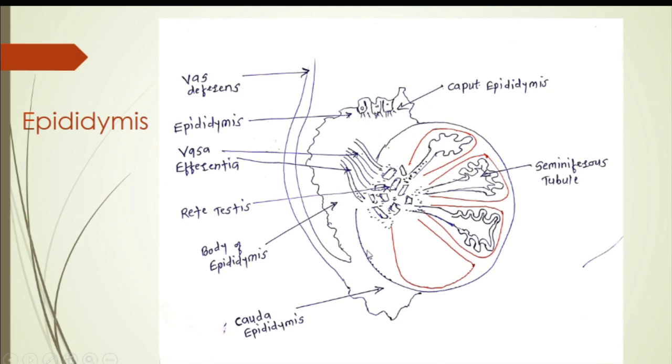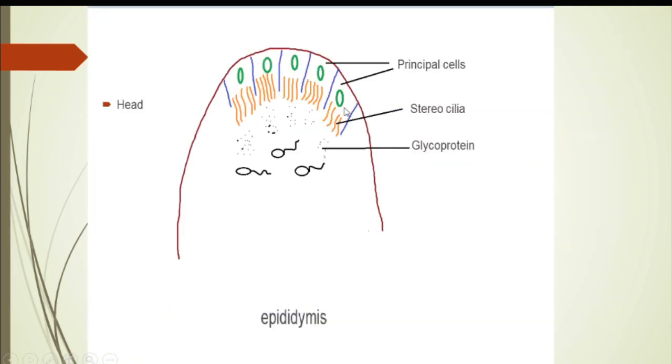In the next figure I have drawn the head of the epididymis. Just now you have seen the head of the epididymis. This head is internally lined by cells called principal cells, and these principal cells bear cilia.